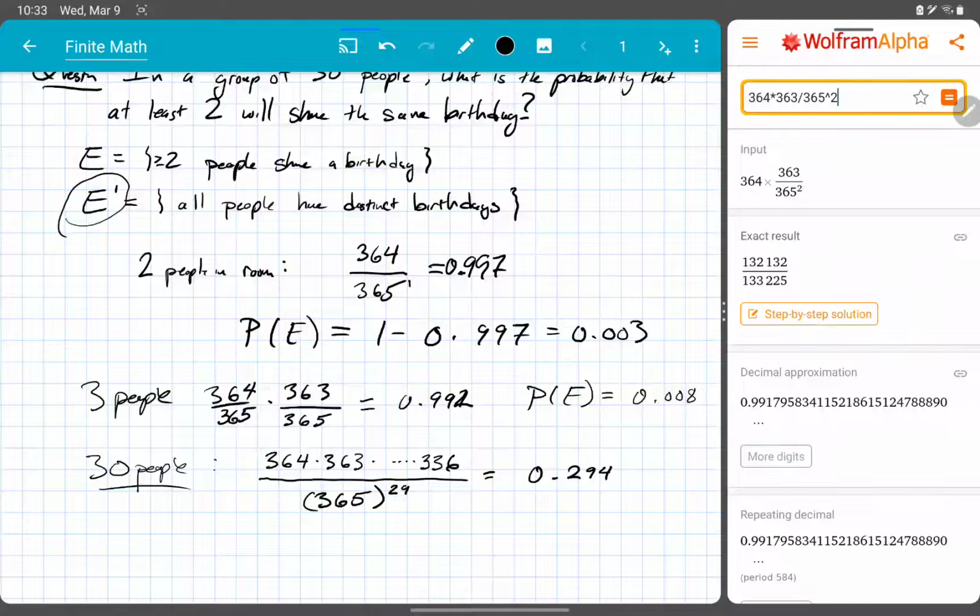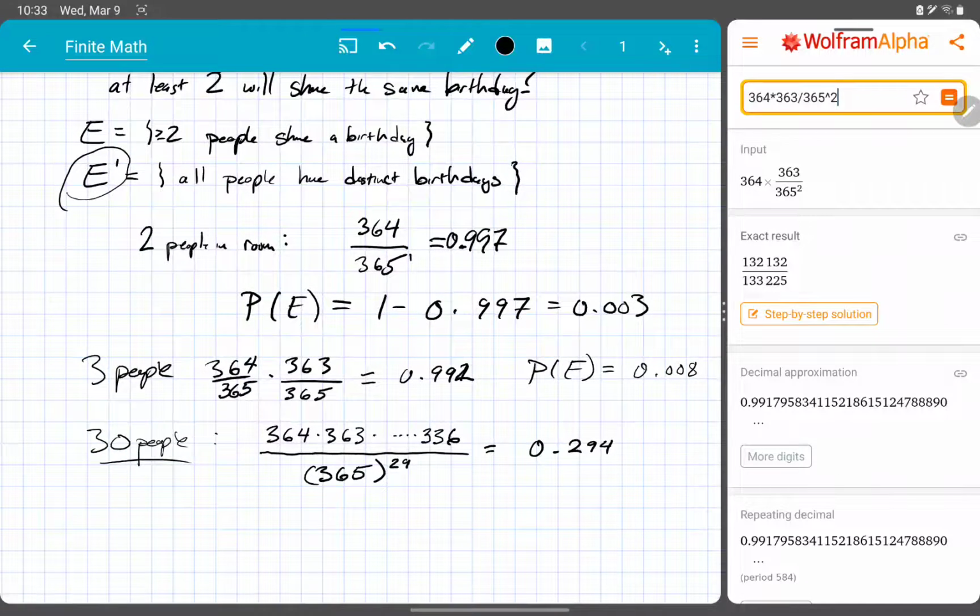This is the probability that 2 people don't share a birthday. The probability that we're looking for, that 2 people do share a birthday, is 1 minus this probability. And that's going to be 0.706. So when there's 30 people in a room, it's 70% likely that 2 people will share a birthday. This seems very counterintuitive, but it is true.